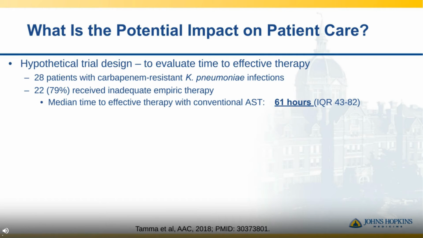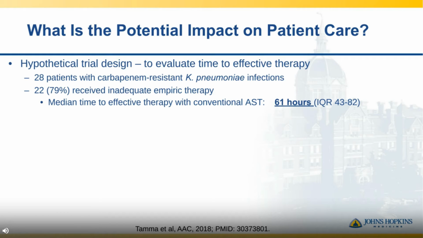So the logical next question was, could we have an impact on patient care if the clinicians had those results within that 31 or 36 hours as we're estimating in the previous slide? So we did this hypothetical trial design to evaluate time to effective therapy. There were 28 patients with carbapenem-resistant Klebsiella pneumoniae infections. 22 received inadequate empiric therapy, and the median time to effective therapy for conventional antimicrobial susceptibility results was 61 hours.